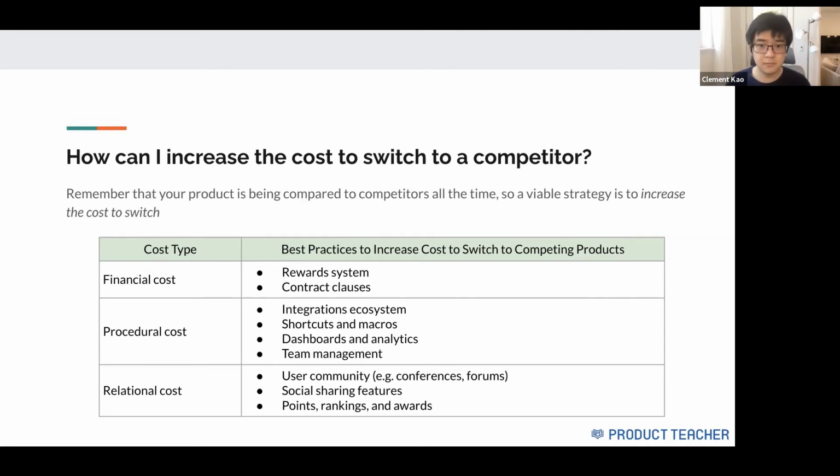An out-of-product way to increase the cost to switch to a competitor is to work alongside your legal team so that we have really clear contract clauses. That way, if any of your customers wind up breaking their contract with you when they do switch over to a competitor, they are still on the hook to pay you because they did get value out of your product. You should be fairly paid for that.